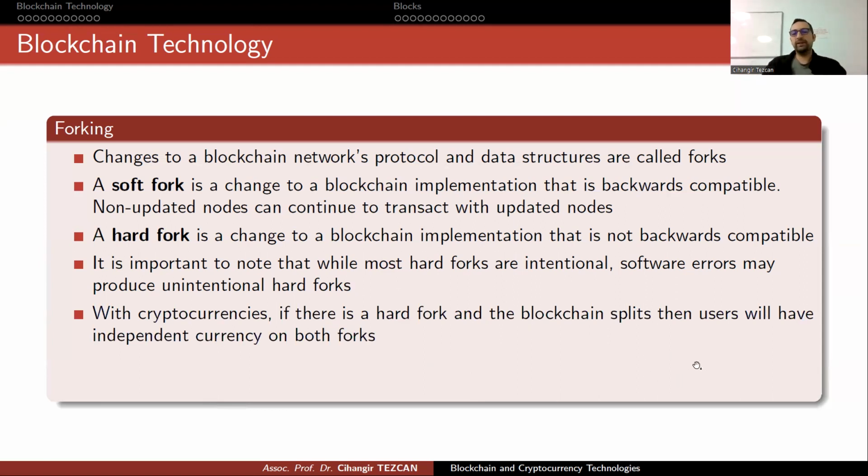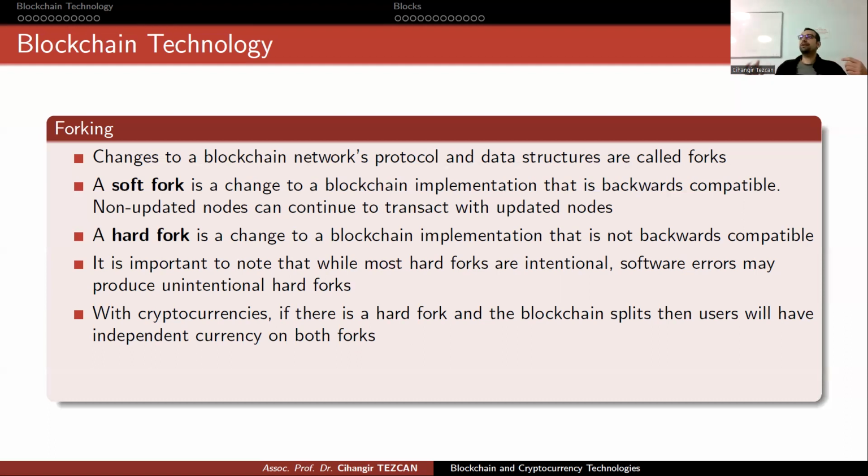With cryptocurrencies, if there's a hard fork and the blockchain splits, then users will have independent currency on both forks. This is what happens when you create a fork for Bitcoin, and Bitcoin Cash is an example, or Ethereum Classic is an example. When you create that fork, for instance, if you have 2 Ethereum at the time of the fork, you have 2 Ethereum and 2 Ethereum Classic. And in Bitcoin, if you had 10 Bitcoins, you had 10 Bitcoins and 10 Bitcoin Cash.